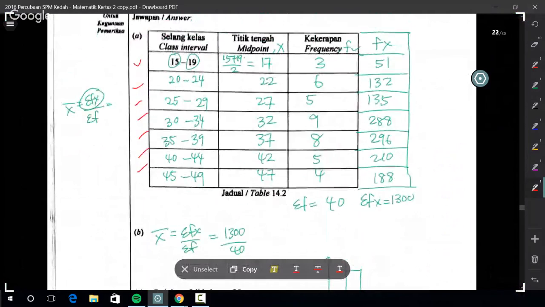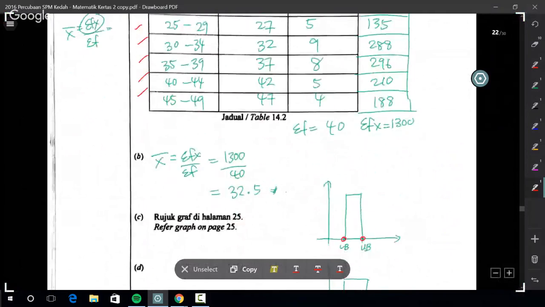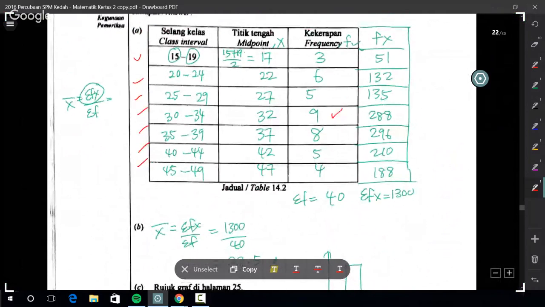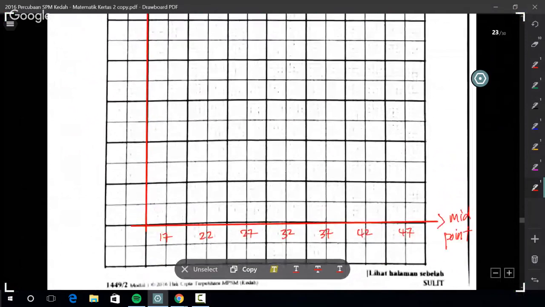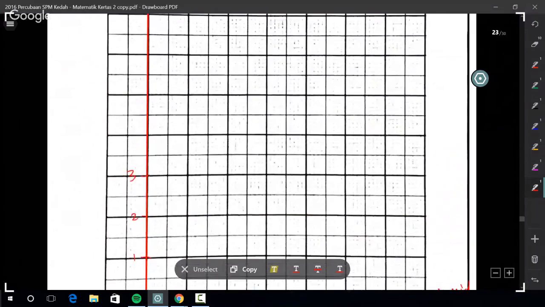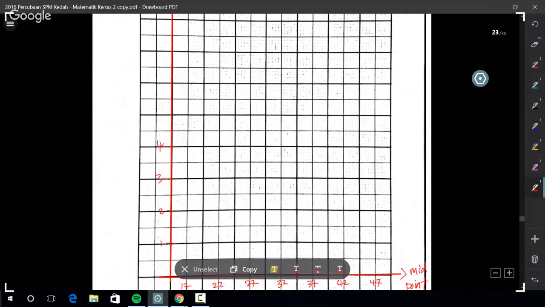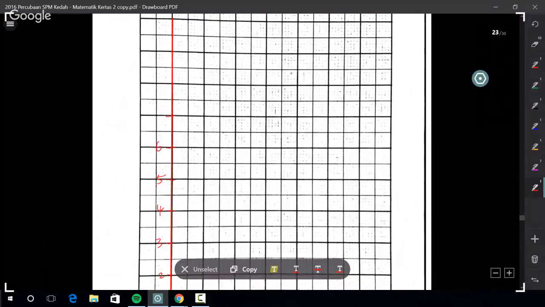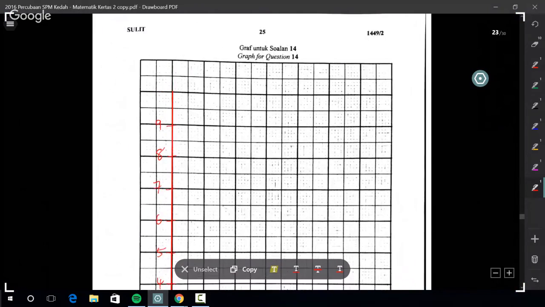The maximum frequency over here, the highest one is 9. Right, so means I scale until 10 should be good. So here should be 1, 2, 3, 4, 5, 6, 7, 8, and 9. All right, over here I will write frequency, because that one obviously is frequency.